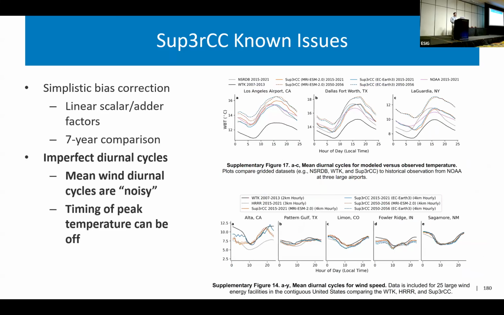There's also some imperfect diurnal cycles. When we're generating these diurnal cycles from daily average data, some of the wind data becomes a little bit noisy. You get some midday local maxima that are not well represented in the Wind Toolkit or ERA. Timing of peak temperature can be off by an hour or two. This isn't totally uncommon in other simulated data sets. It's just something to be aware of if you're going to use this data yourself.